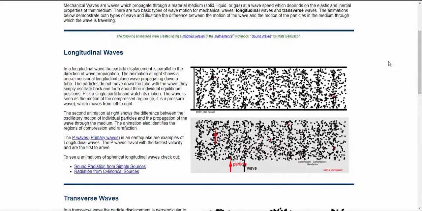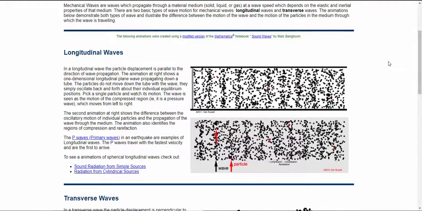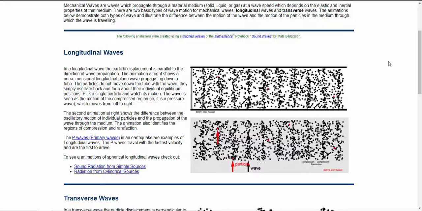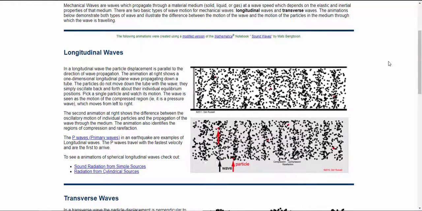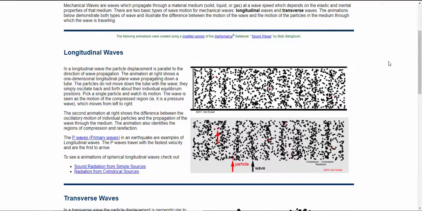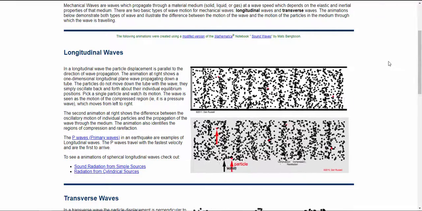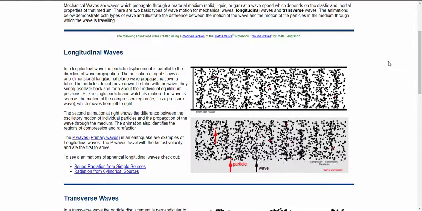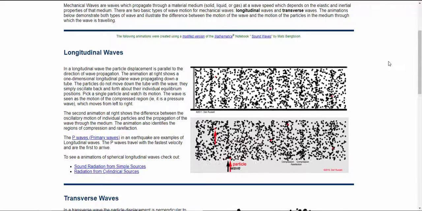Y'all see that? But the particles, these dots, it pointed out some of them in red, they move back and forth. Do they actually go anywhere? No. And this is what makes a wave a wave. The energy is traveling through this physical medium, but the particles oscillate, they don't go anywhere. So the energy travels through the particles, not the particles. And a good example of a longitudinal wave is a sound wave.